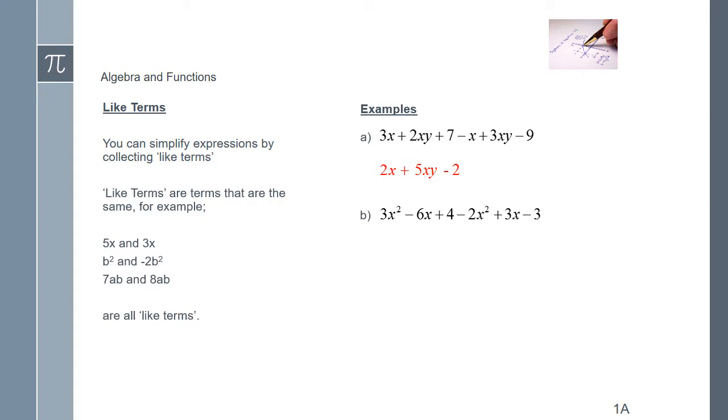3x squared minus 6x plus 4 minus 2x squared plus 3x minus 3. So again, we look for the like terms. 3x squared minus 2x squared. Be careful with the minus signs. Always make sure you've got the right sign. 3x squared, take away 2x squared, x squared. Next up we have the x's, minus 6x plus 3x, which makes minus 3x, and again some numbers. 4 minus 3, 1.